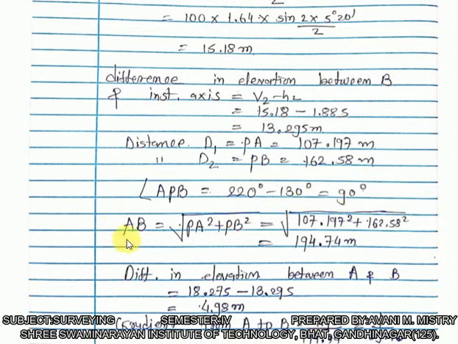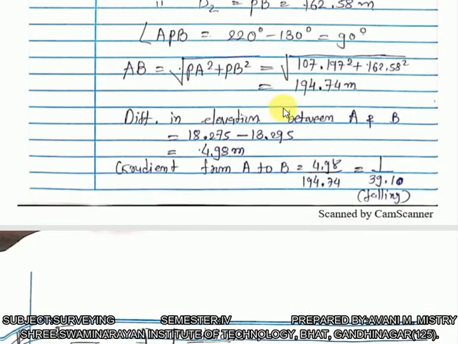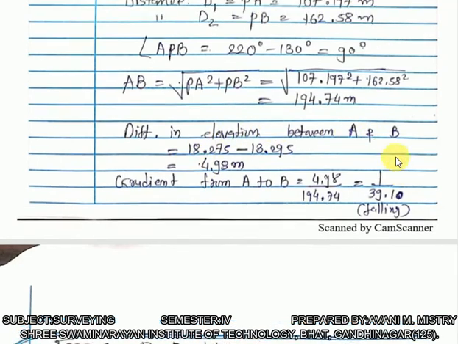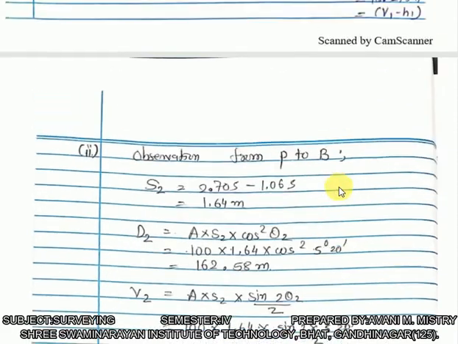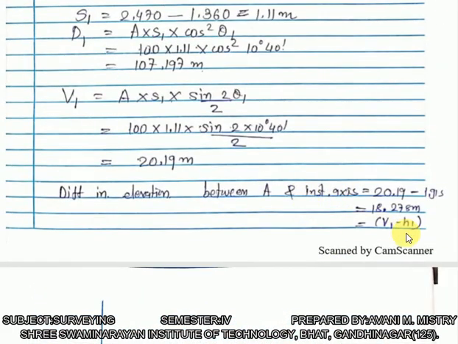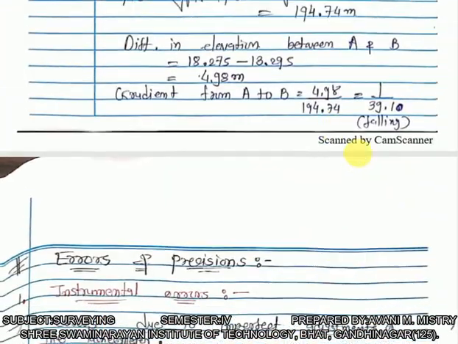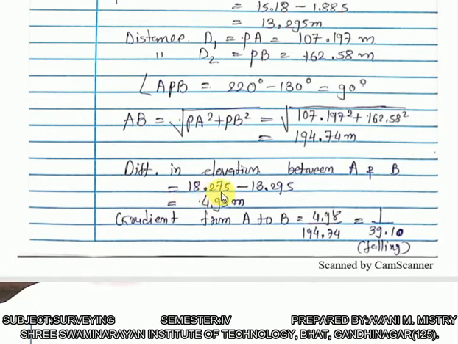Then we use the formula AB is equal to the square root of P square plus PB square. Therefore the value of AB is equal to 194.74 meter. The difference in elevation between A and B is V1 minus H1 minus V2 minus H2, that is 18.275 minus 13.295, that is 4.98 meter.